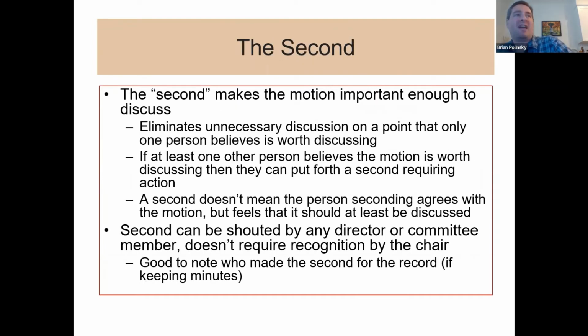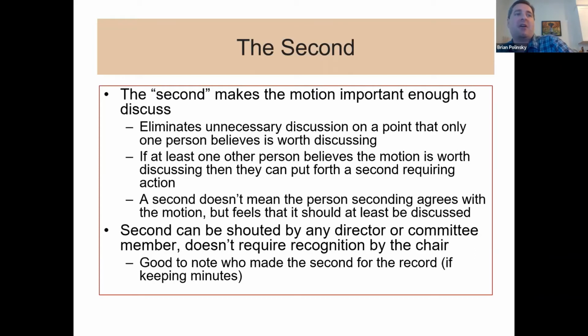So why do we have a second? The second makes the motion important enough to actually merit discussion. So it eliminates unnecessary discussion on a point that only one person believes is worth discussing. If at least one other person believes that the motion is worth discussing, then they can put forth a second that requires action. A second doesn't mean that the person seconding actually agrees with the motion, but simply feels that it should at least be discussed.